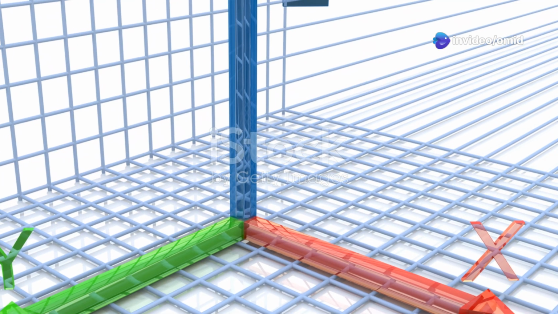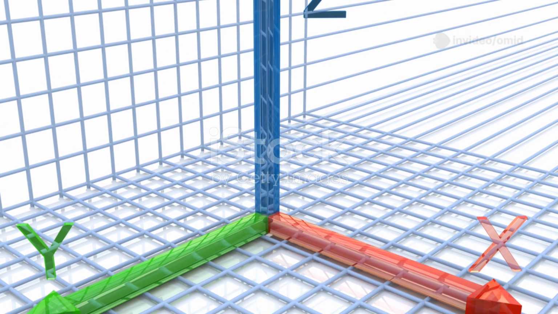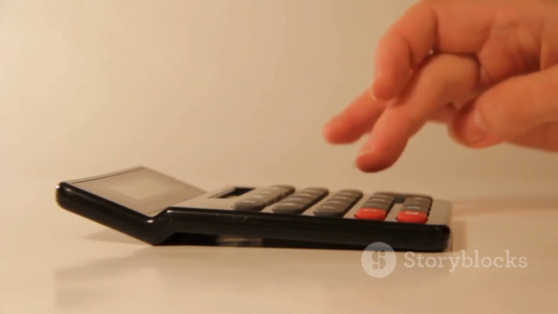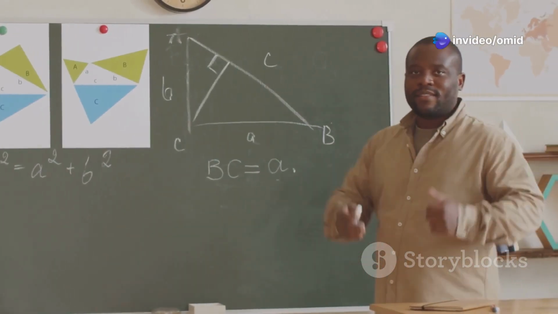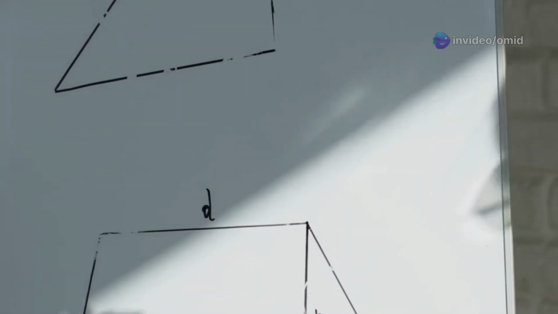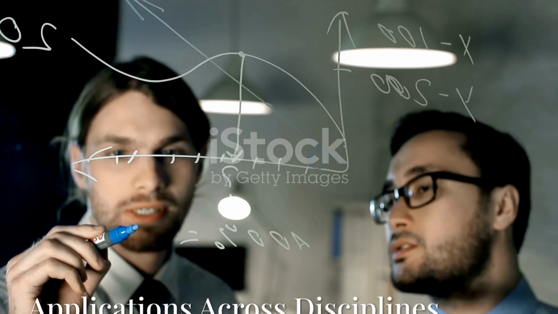Given 2 points x1, y1, z1 and x2, y2, z2, the distance d between them is d equals the square root of the sum of the squares of the differences of their coordinates. This formula is essentially the Pythagorean theorem applied in three dimensions. We take the differences of the corresponding coordinates, square them, add them up, and finally take the square root to find the distance.